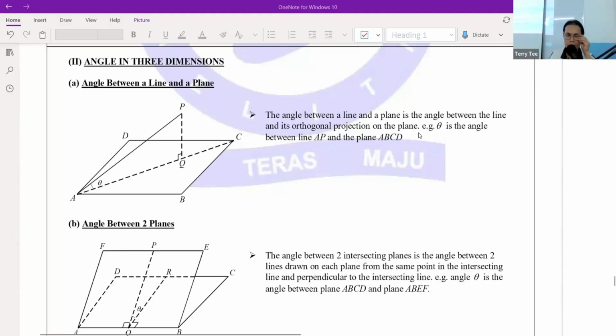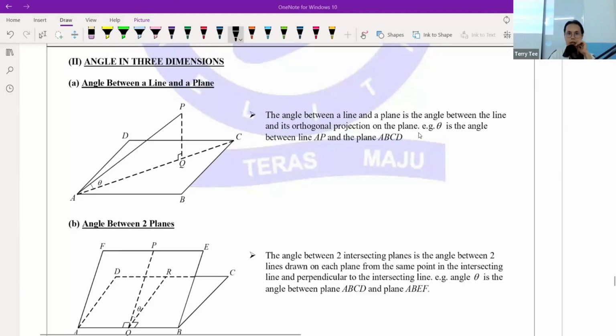So when you have a straight line, and this straight line is here, line AP, it is above a plane. The plane is ABCD. Now we have what we call an orthogonal projection. Now what is an orthogonal projection? It's like a shadow. Now let's say I have a light bulb I shine from here. The shadow of this line will fall onto line AQ, right? So the name is called orthogonal projection.